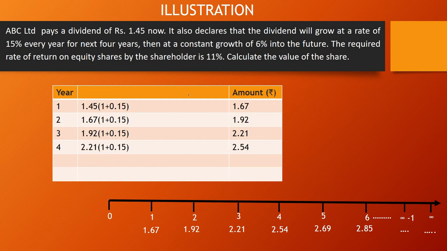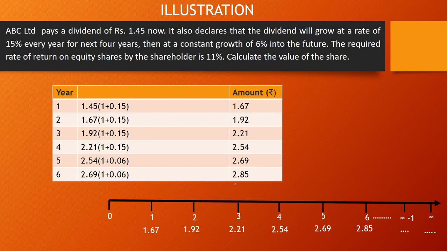Now after 4 years, they are saying that there is a constant growth in dividend, that is, the growth rate is 6% now. So in the fifth year, the dividend will be whatever you got in the fourth year plus 6% extra. So it's coming out to be 2.69, and after that the growth rate will remain constant. Every year you are going to get the growth of 6% only. So in the sixth year your value will be whatever you got in the fifth year plus 6% extra, so your amount will be 2.85. Throughout the life of the share, you are going to get 6% growth in dividend every year.